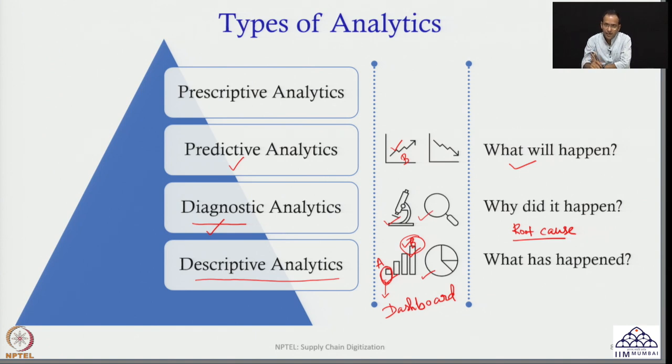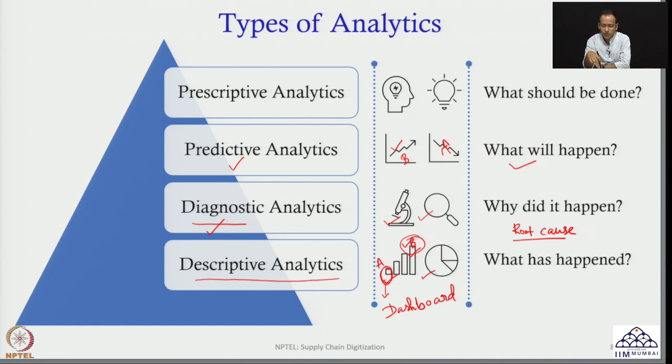So for product A, we saw that demand has gone down in the past. So will it still go down or not? So that is what the predictive analytics will do. Now the fourth one is prescriptive analytics. So what is it? It tells me what should be done.